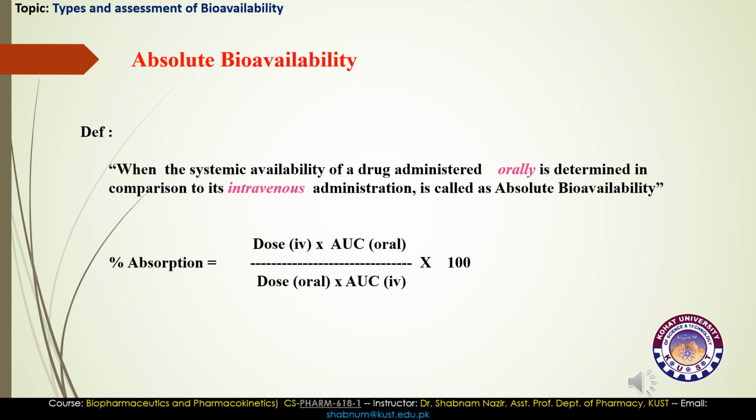So, the absolute bioavailability is determined whenever the systemic availability of a drug which is being administered orally is compared to its intravenous administration, and area under the curve is used as a very important pharmacokinetic parameter to estimate the bioavailability. The equation used is as given on the slide, as you can see on the screen.